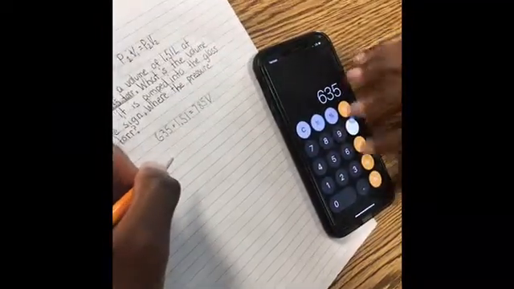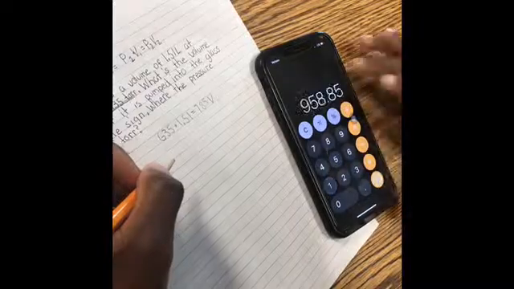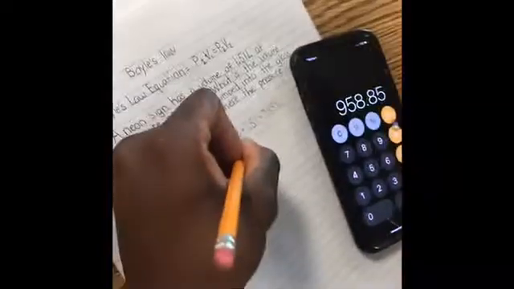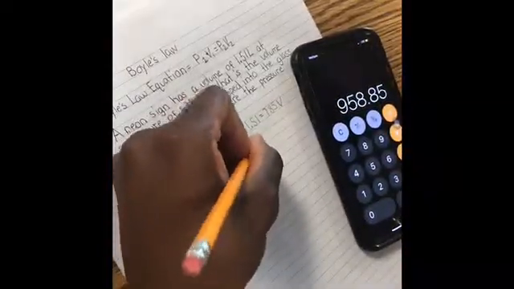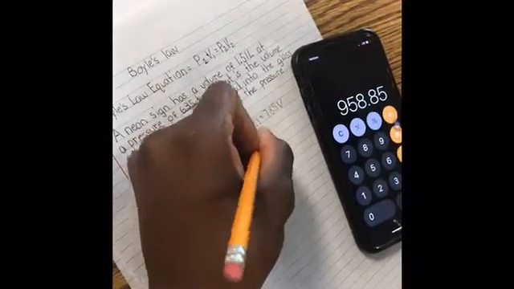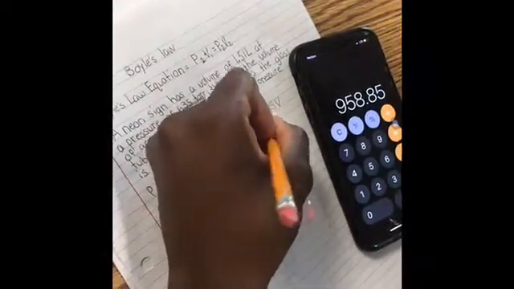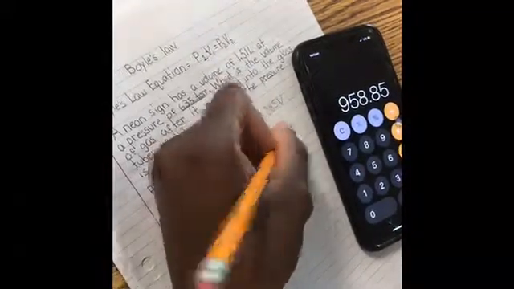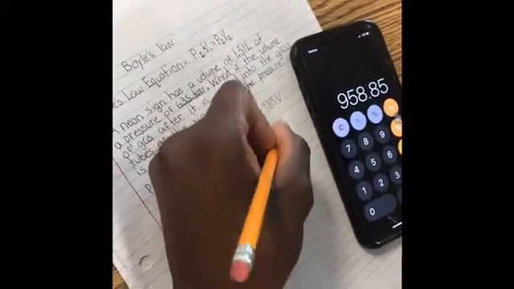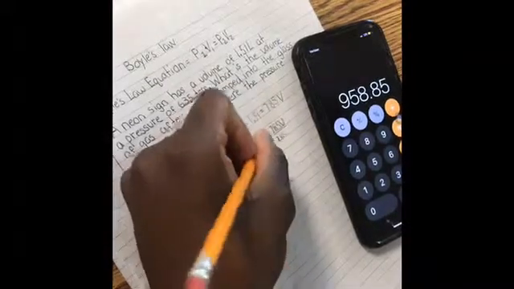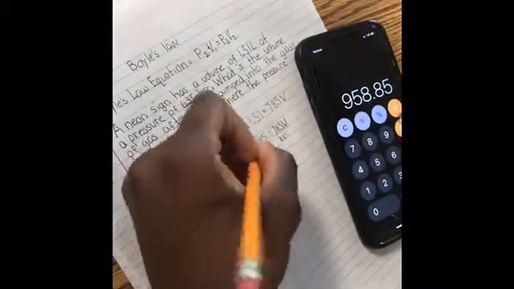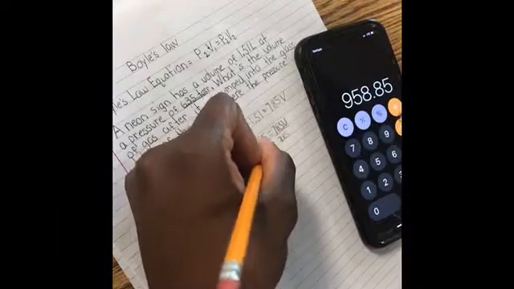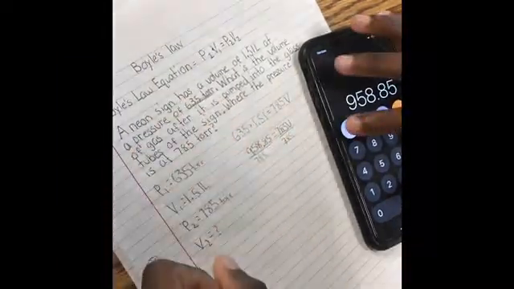635 times 1.51, you get 958.85. That equals 785 V. Now we divide by 785 to get V by itself.